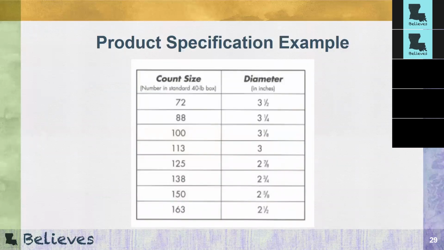The Choice Plus reference guide will also tell me what size each apple should be. So if I feel like in the past I've not gotten the correct size apple, I can look here and see that a 138 count apple should be 2 3/4 inches in diameter and a 125 count apple should be 2 7/8 inches in diameter. Not a big difference, but sometimes we do see in reality a big difference.